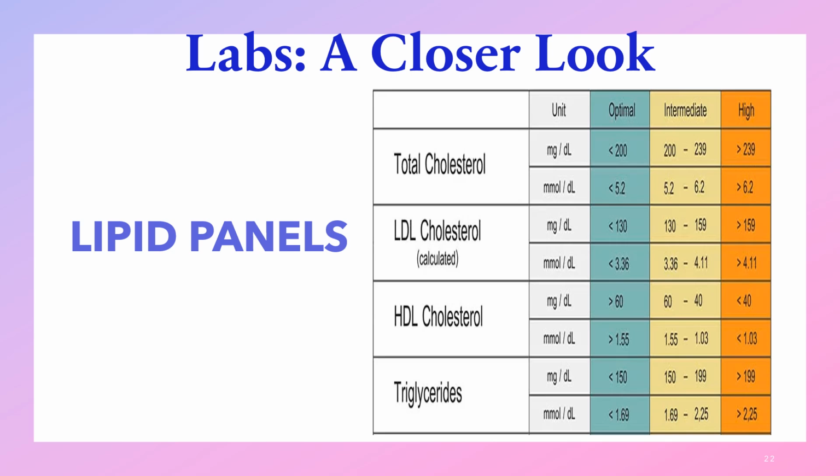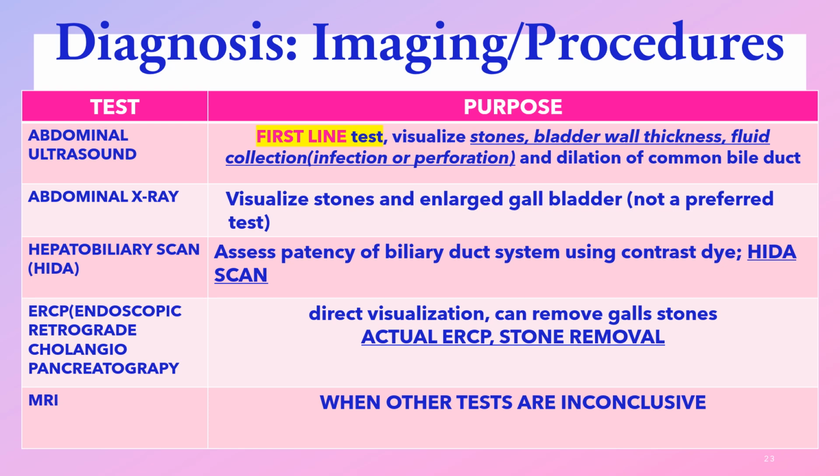gallstone formation. As far as diagnosis, imaging, and procedures, we're going to look at a first-line test, usually the abdominal ultrasound. With this abdominal ultrasound, we can visualize stones. We can see how thick the gallbladder wall is, so the potential for inflammation and swelling there, fluid collections that might indicate infection or perforation, and then that dilation of the common bile duct showing the backup.